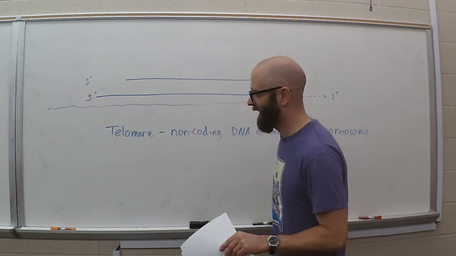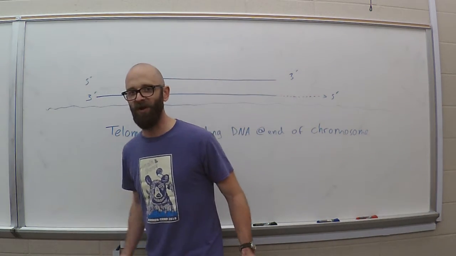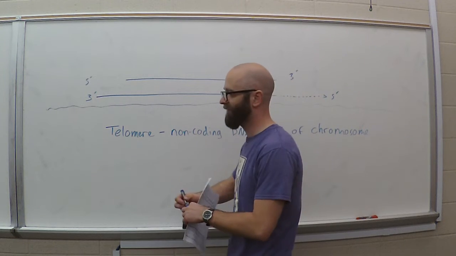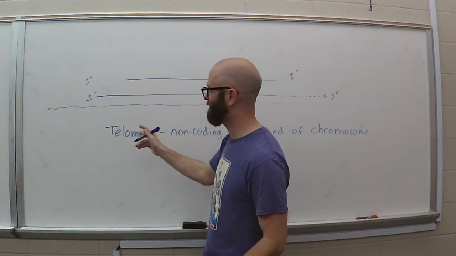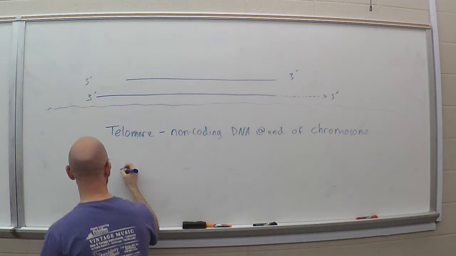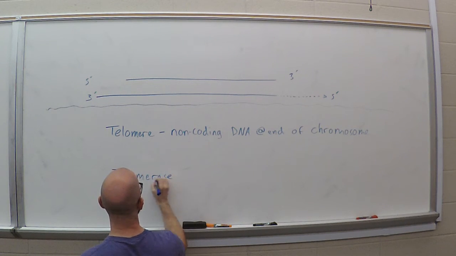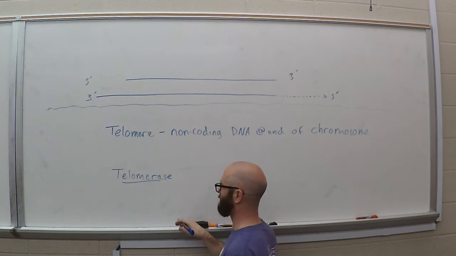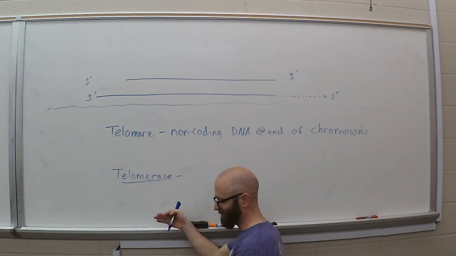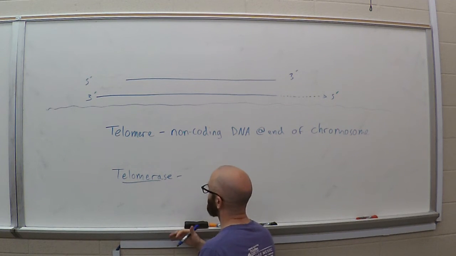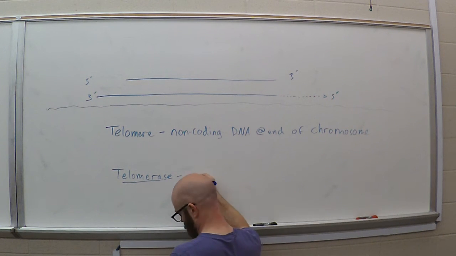But that's not actually what happens, because the cells that actually undergo meiosis and make those gametes express an enzyme that can extend these telomeres. That enzyme is called telomerase. And what telomerase does is it extends the 3' end of the telomeres so that another primer can lay down and extend it a little bit farther.